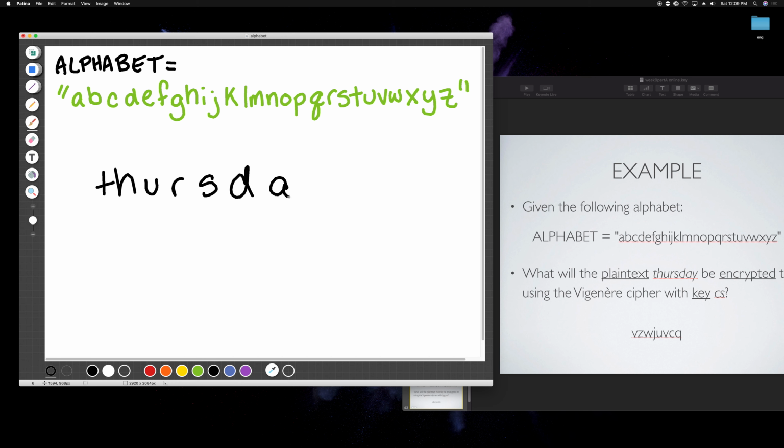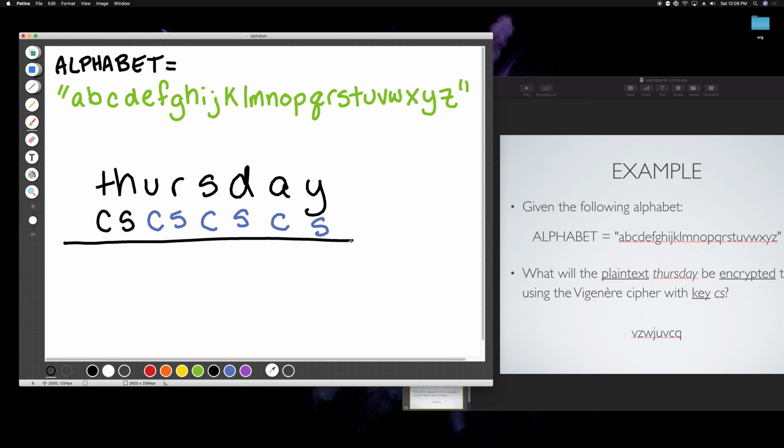And then the key is CS. So again, we are just going to repeat that key as many times as necessary so that each letter in the plaintext matches up with a letter in the key. And then we're going to figure out the resulting ciphertext.